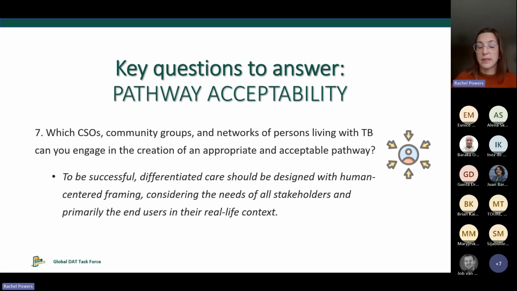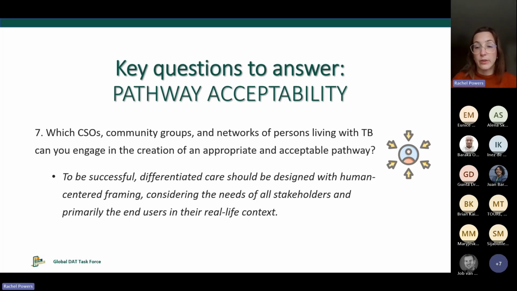And lastly, I want to add this key point as well. So when we're talking about designing a differentiated care pathway, you really want to make sure that it's acceptable for the NTP, for the stakeholders there, but primarily for the clients. So in the Ascent project, all of the differentiated care pathways were designed in partnership with CSOs and community groups. And so the key question here is which CSOs, networks of people living with TB in your community, which NGOs and relevant stakeholders can you engage with in the creation of an appropriate and acceptable pathway?